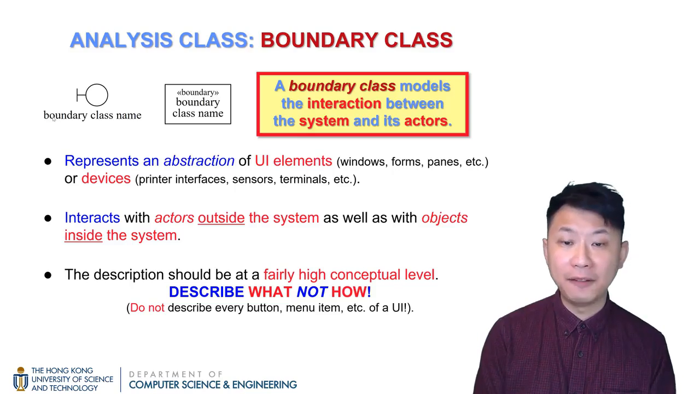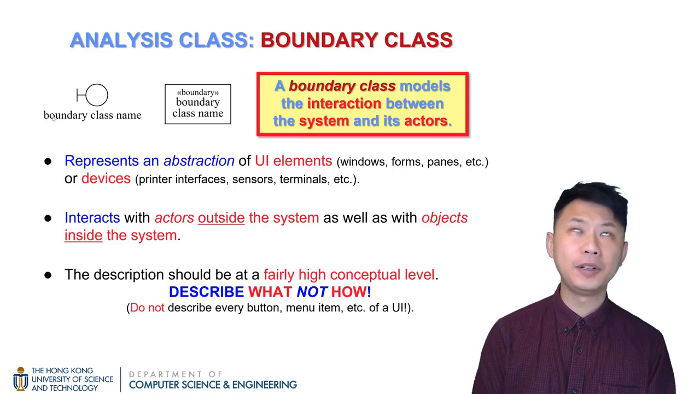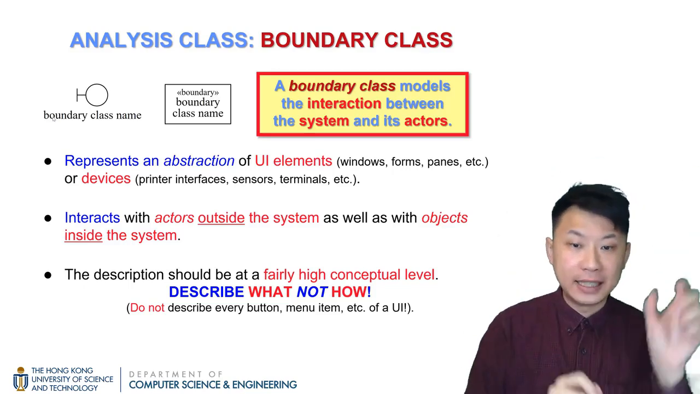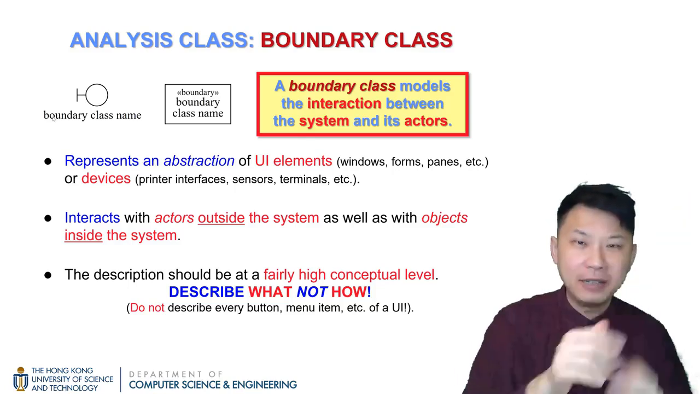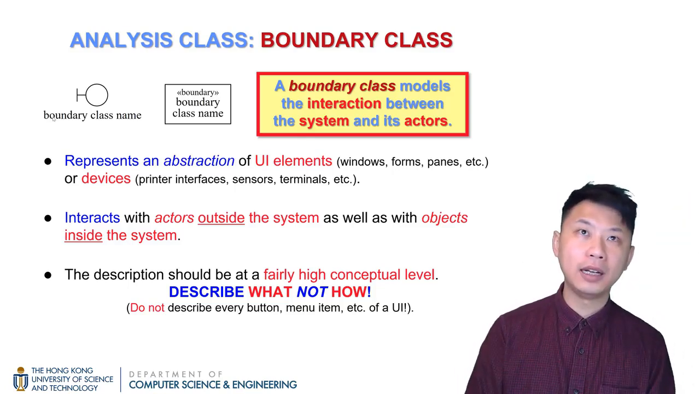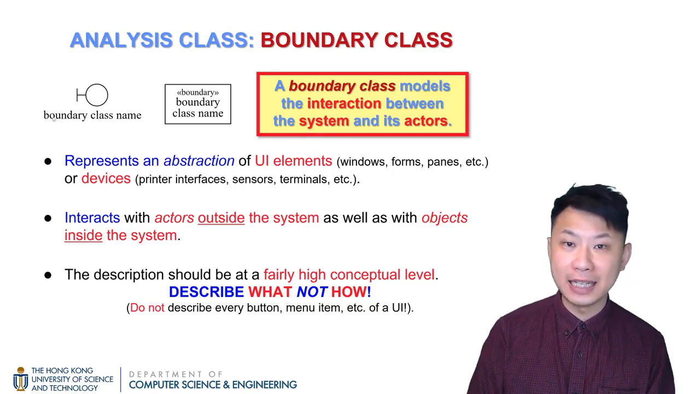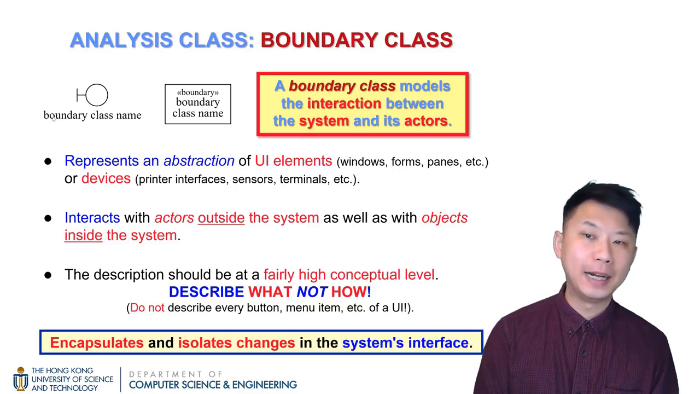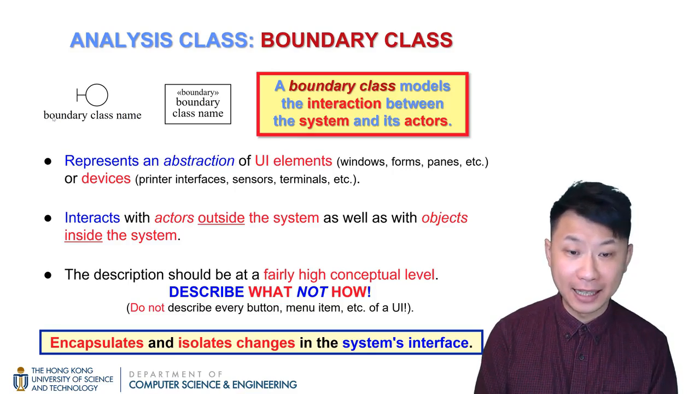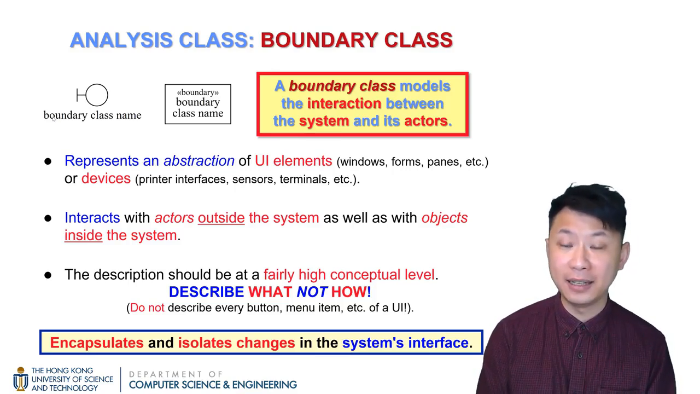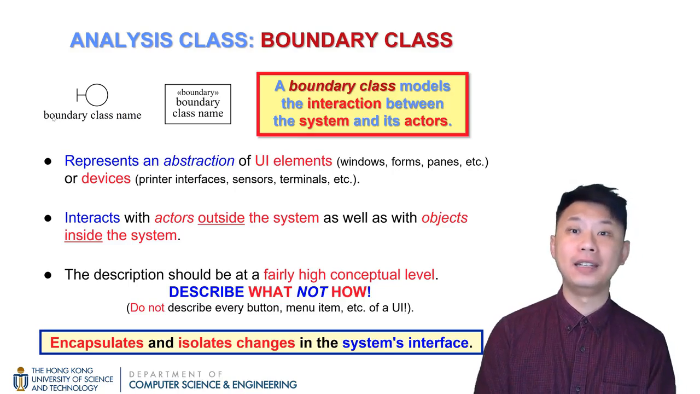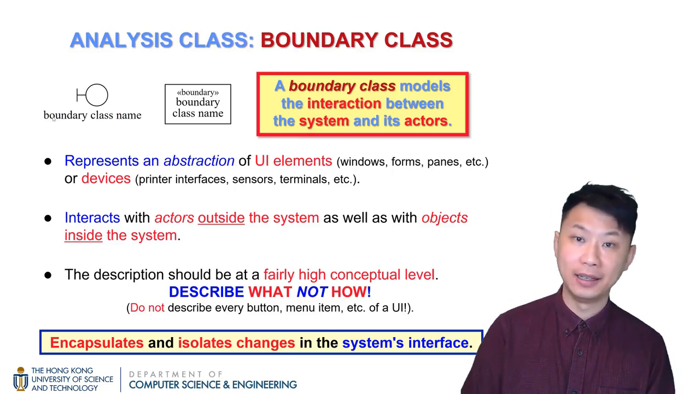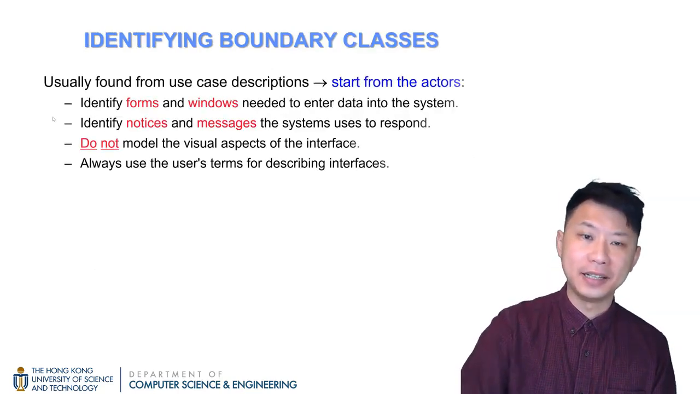And the description should be at a fairly high conceptual level. For example, you're going to say that for a particular functionality, we need some UI. But not describe every single button, every single item, the menu that we have within the UI. Again, here we try to perform abstraction to skip details because we try to deal with the complexity of the design. And why do we want to have a boundary class in our design? Because we want to encapsulate and isolate changes in the system's interface. So if we want to modify the UI of a particular functionality, then we simply have to modify the boundary class.